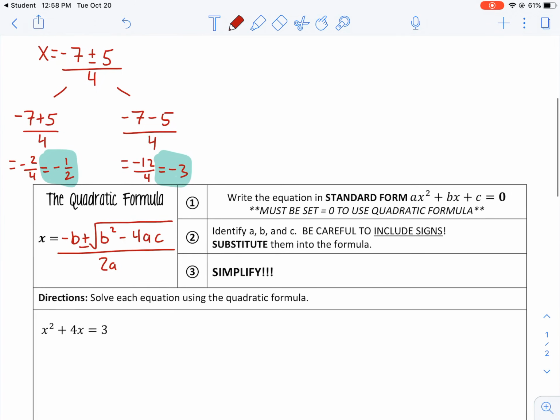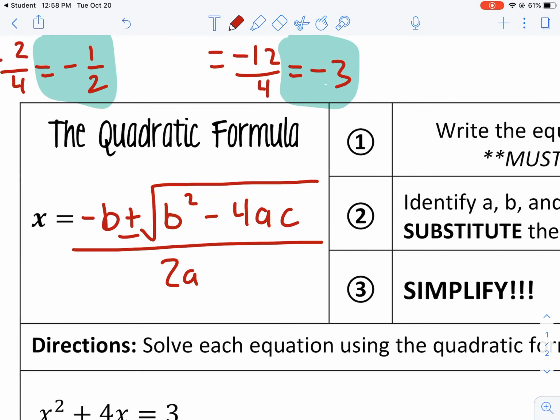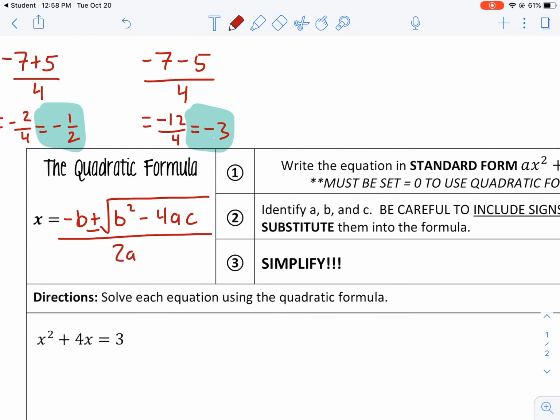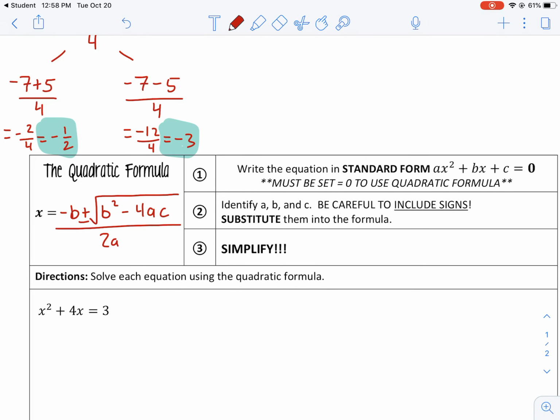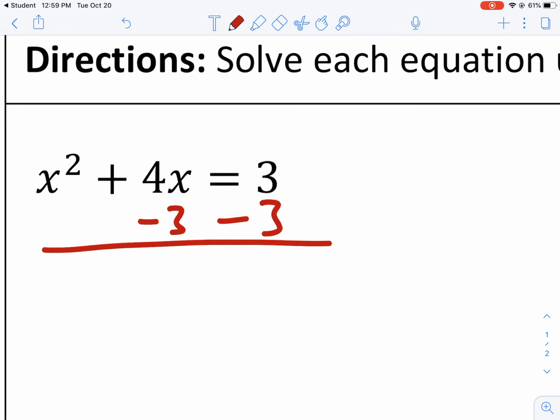So this stuff that we did above was a version of the quadratic formula with the numbers already plugged in. So what we're going to do is write the equation in standard form. So this is standard form of a quadratic, ax squared plus bx plus c equals 0. You cannot use the quadratic formula until it equals 0. So when we look at this problem over here, this equals 3. We need it to equal 0. So before we can use the quadratic formula, we must subtract 3 to bring that over.